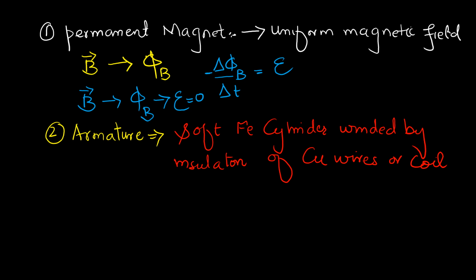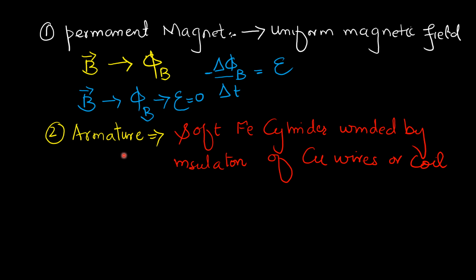Okay, so the armature is basically just a simple soft iron cylinder which is covered, or wound, by insulated copper wires. The role of the armature in an alternating current generator is very important, since you know that the armature consists of copper wires. In an AC generator, the armature rotates along its own axis.